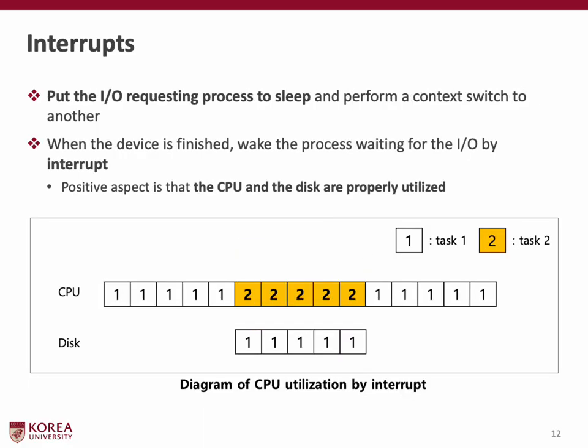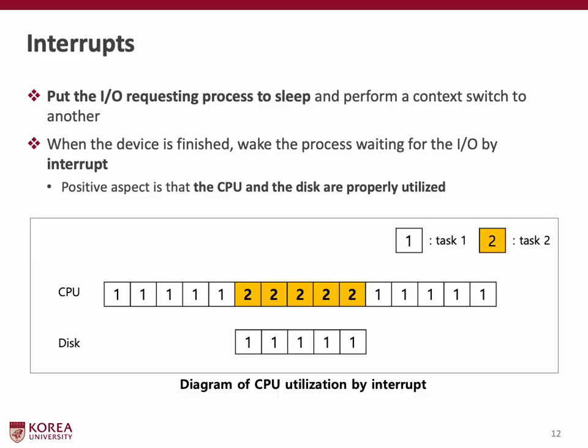That's exactly what interrupt-based I/O does, and actually, I've explained this concept when I talked about the limited direct execution model. To explain again, in interrupt-based I/O, the operating system doesn't keep checking the device. Instead, it puts the I/O process to sleep and switches to another process. Let's take a look at this figure.